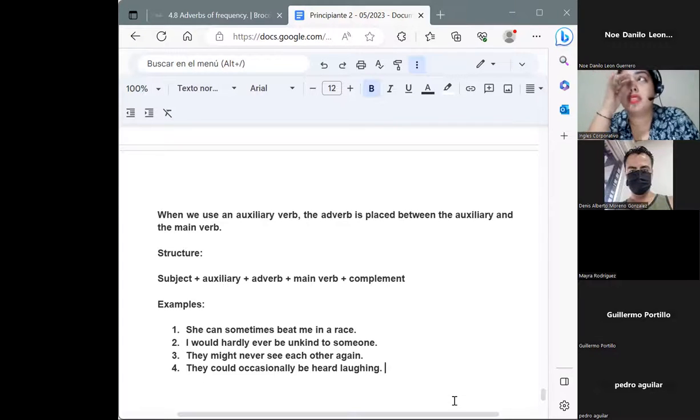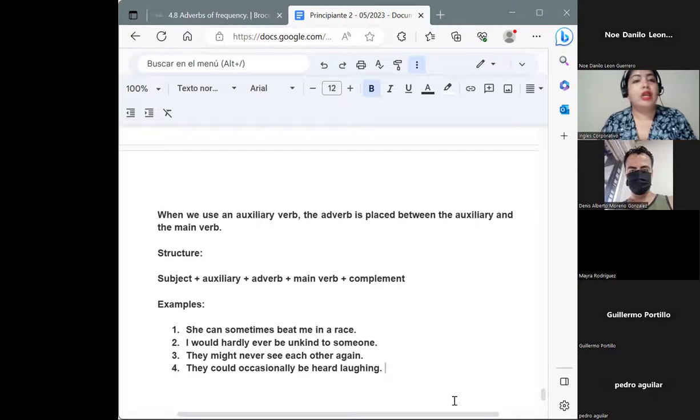Ok, entonces tenemos tres formas para poder utilizar lo que son los adverbs. Y ya sabemos que una, obviamente, vamos a utilizar, que quizás es la más sencilla, ¿verdad? Donde tenemos solamente el subject, the adverb, the verb, and the complement. Creo que esa es como la más sencilla. En la otra tenemos básicamente el subject, el verbo to be. Luego tenemos lo que es el adverb y el complement. Y por último tenemos el subject con el auxiliary, el adverb, el main verb y el complement.